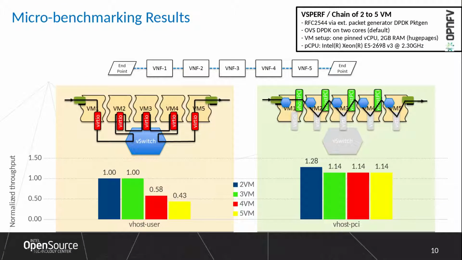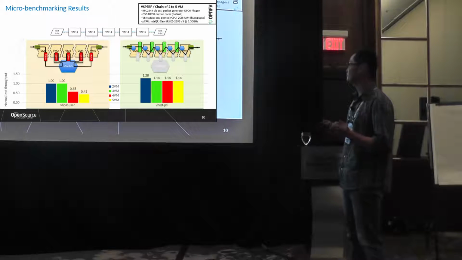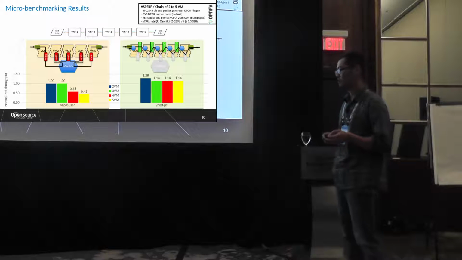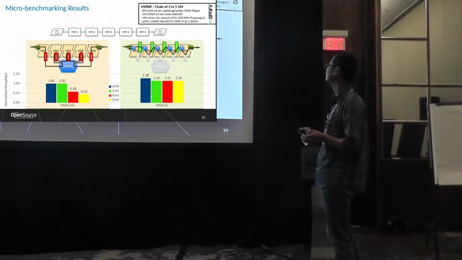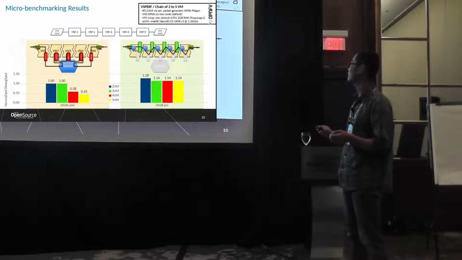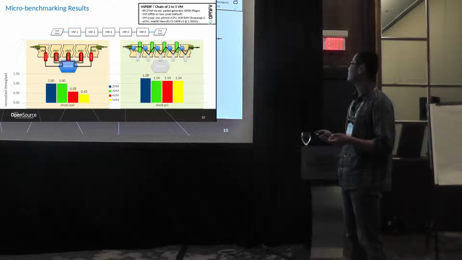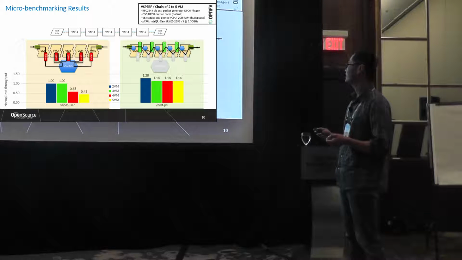So we've basically done a POC work to compare the two solutions. And we used a benchmarking method from OPNFV called vhost-perf. And I've posted all the testing environment here, but I'm not going into details. The key point here is that we wanted to chain 2 to 5 VMs.